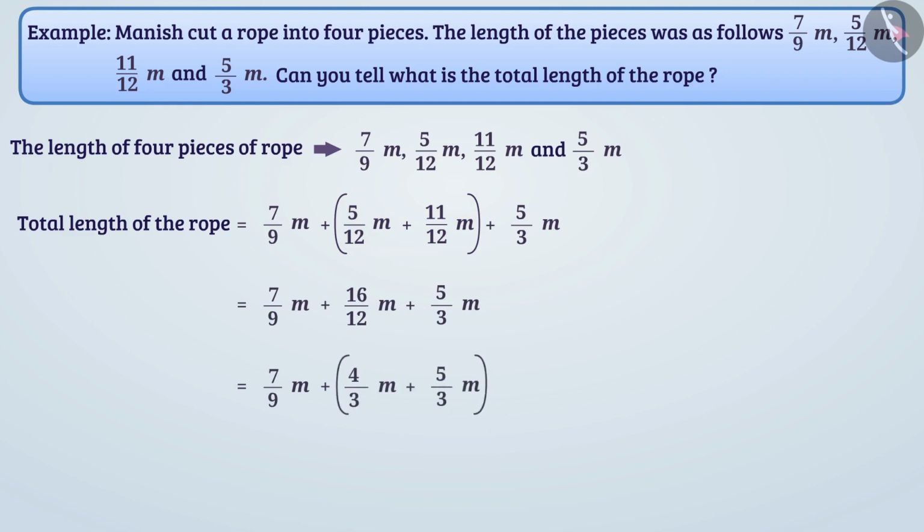Now we will take parenthesis on 4/3 and 5/3. Solving 4/3 plus 5/3 will result in 9/3, that is 3. Now 3 plus 7/9 is equal to 3 and 7/9, that is 34/9. Therefore we can say that the total length of the rope is 3 and 7/9 meters.